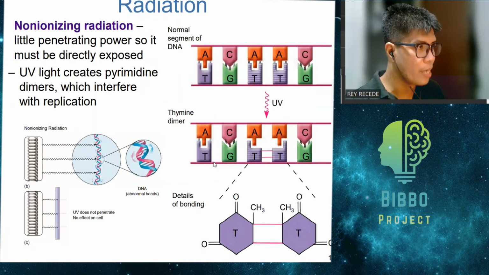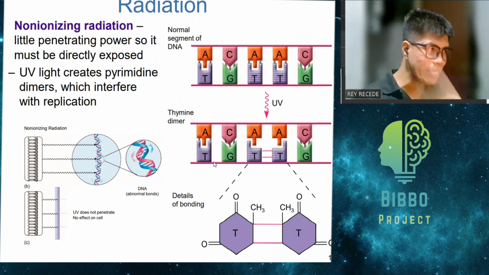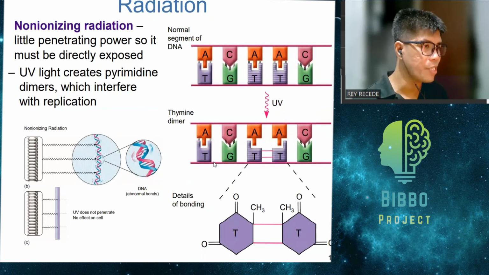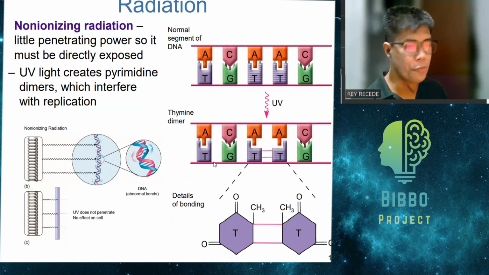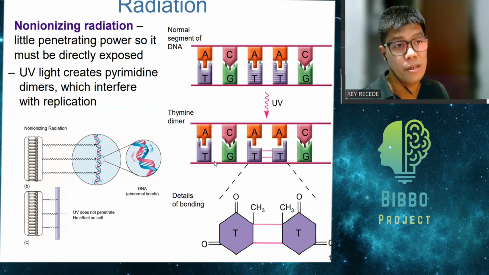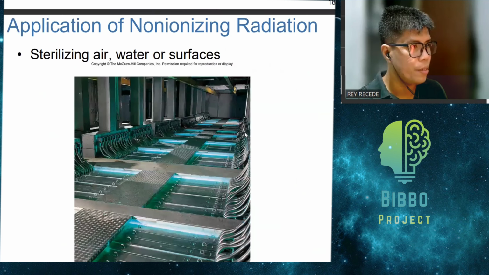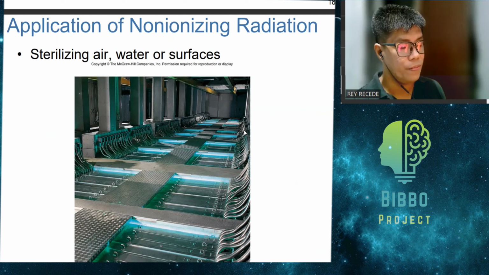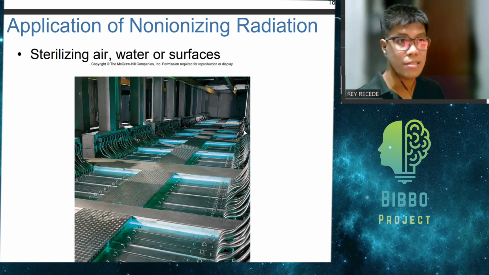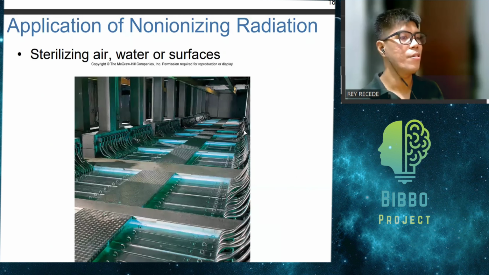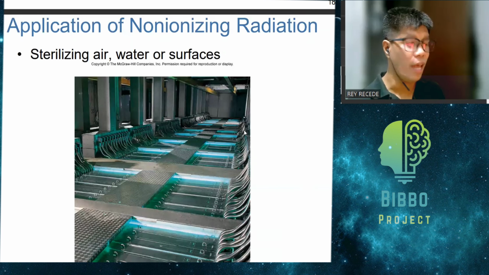And then you have the non-ionizing radiation. It's different because there is little penetrating power, so it must be directly exposed. UV light creates pyrimidine dimers, which interfere with replication. In the same way, there's prevention of reproduction. Application of non-ionizing radiation: sterilizing air, water, or surfaces. Science investigatory projects of some students make use of sunlight or UV rays to sterilize water and other objects.